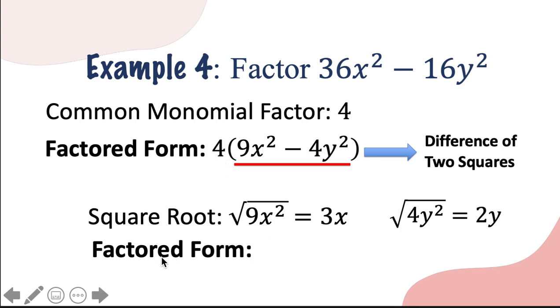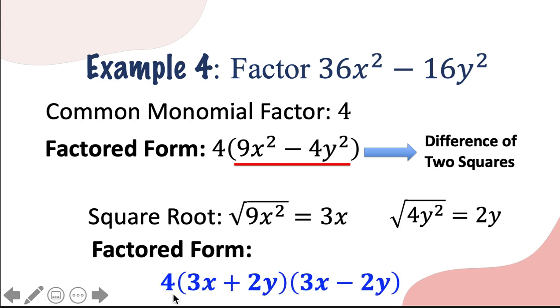So as we get the final answer, don't forget to write the common monomial factor first, and that is 4. And then the product of sum and difference of these two terms. So that will be 4 times the quantity 3x plus 2y times the quantity of 3x minus 2y. And this will be our final answer. So now let us proceed to the last example.